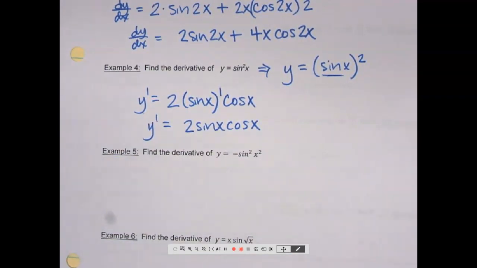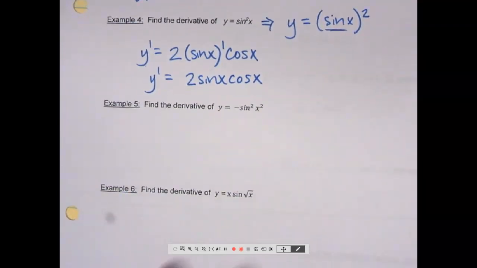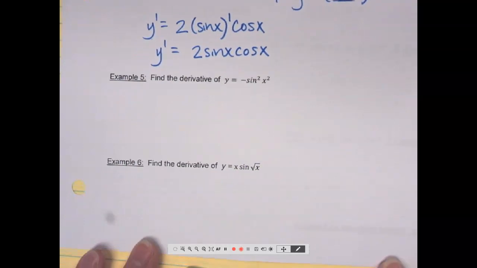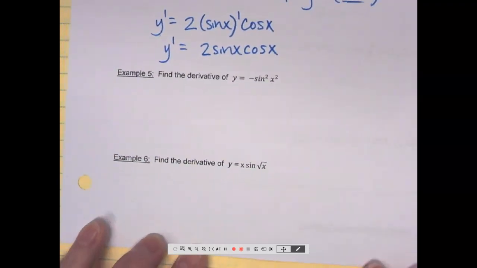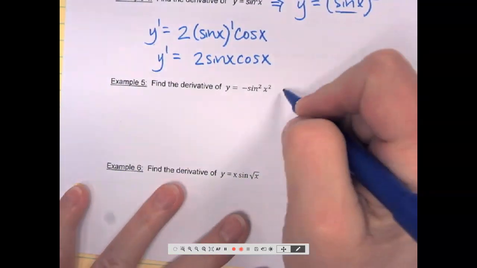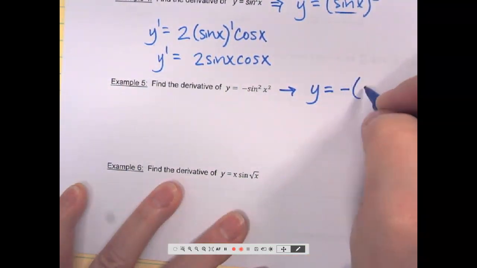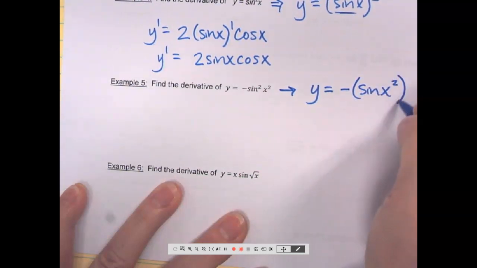Okay. All right. Negative sine squared x squared. Chain rule and product rule. You do the chain rule with the sine. Could I or should I rewrite this maybe like I did the previous one? Okay, what's being squared? The sine of x squared. Okay, so let's definitely rewrite this one. Y is negative sine x squared squared.